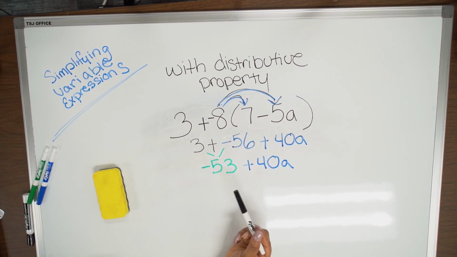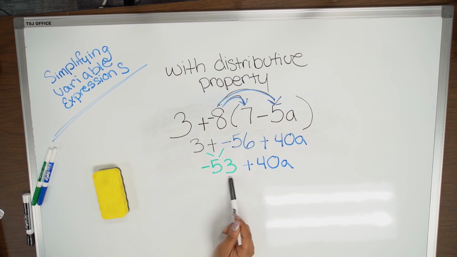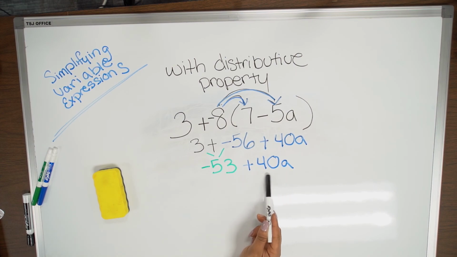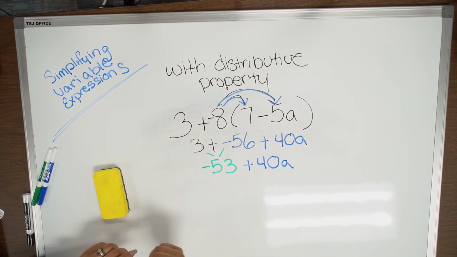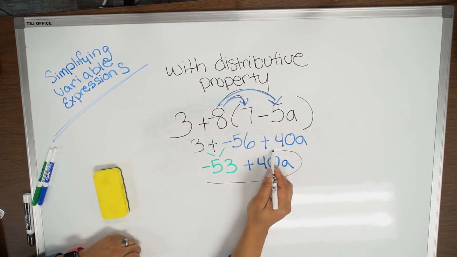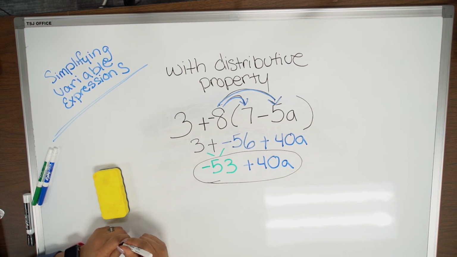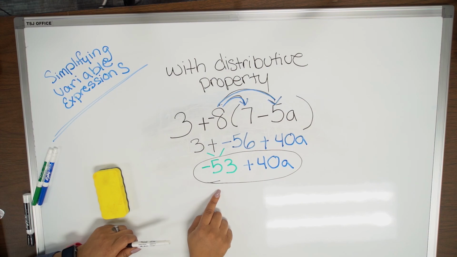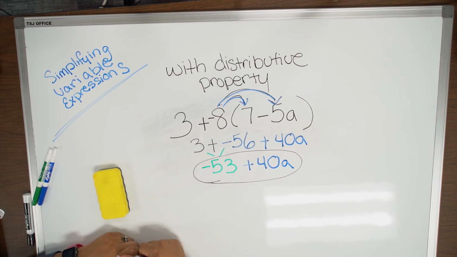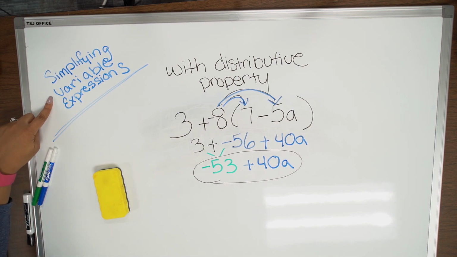So then we need to check, are we done? Do we have one number? Yes. Do we have one variable? Yes. Are there any others? No. So that is how we know we are done. So our answer is negative 53 plus 40a. And that's it. So hopefully this helped you learn how to simplify variable expressions.